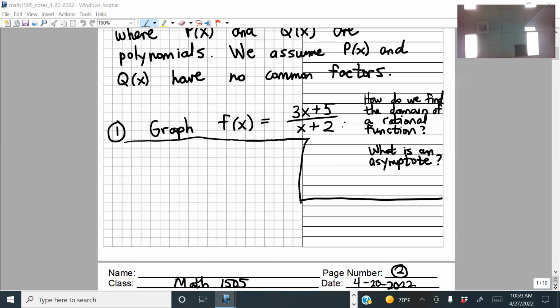Let's see what we can discover about this rational function, not polynomial, just given the knowledge that we have now, without any special knowledge of what to expect from a rational function. So let's start with trying to write down some of the key features. I would start with just what is the Y-intercept. What's the Y-intercept here? Because that's easy to find for any function, right?